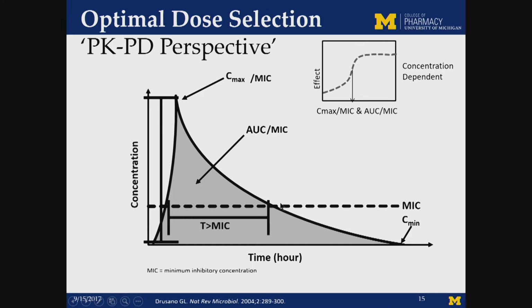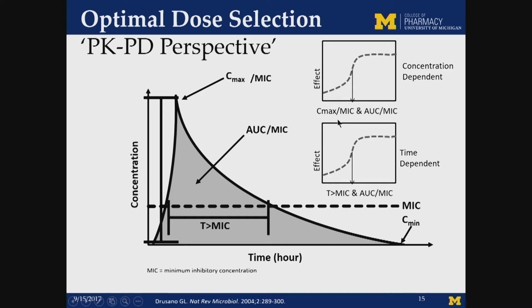Once we have those parameters, we can then look and see which of those parameters best correlates with the effect of the drug, the safety of the drug, or some other measure. It does not have to be effectiveness. It could also be emergence of resistance, for example. Once we do that, the parameters that best predict effect help us classify that drug as either being concentration dependent or time dependent. And that helps us decide whether we should dose a drug once a day or multiple times a day.